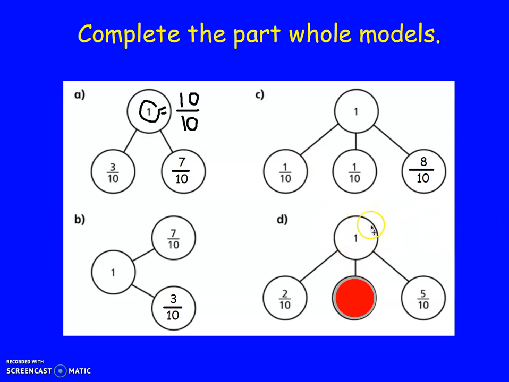Another whole here, so we need 10 tenths, and we've got 2 tenths and 5 tenths. So we can work out what 5 add 2 is. 5 add 2 is 7, so altogether here and here we've got 7 tenths. How many more tenths would we need to make a whole? Well done, we would need 3 tenths. Well done if you managed to get these right. That's quite tricky stuff, Year 4.